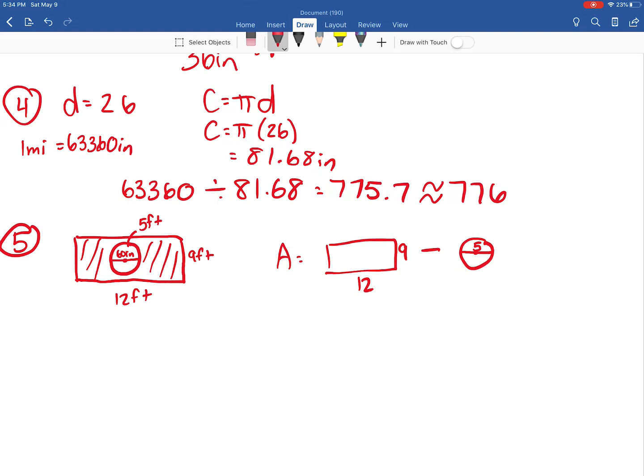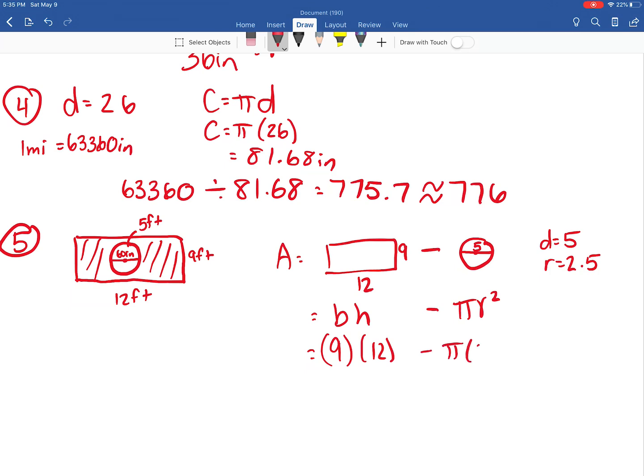I decided to change it to feet because if I look at all of my answers as options for number 5, they're all written in feet. So area of a rectangle is the base times the height, 9 times 12, minus the area of a circle, which is pi r squared. Well, the diameter is 5 in this, which means the radius is 2.5, or 5 divided by 2.